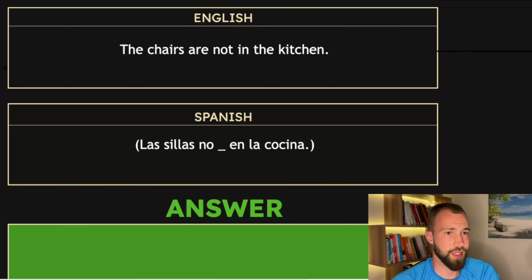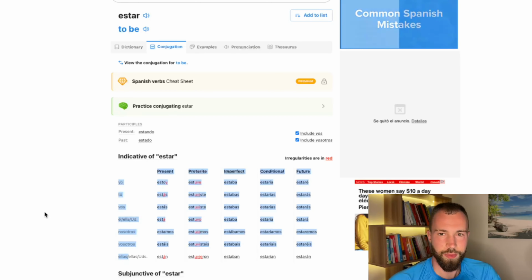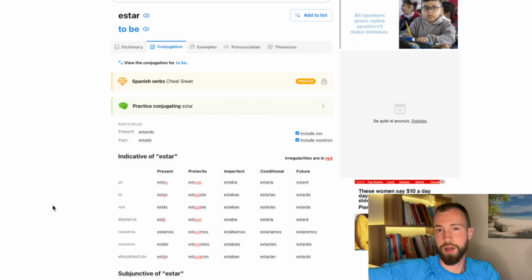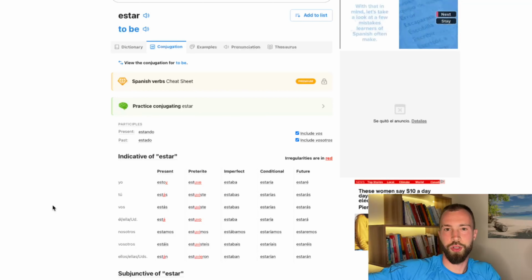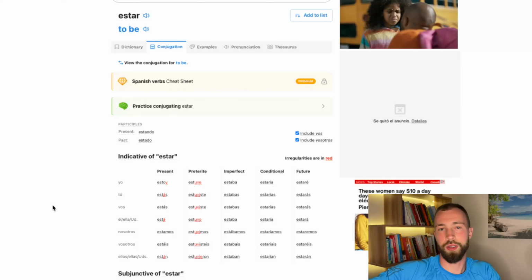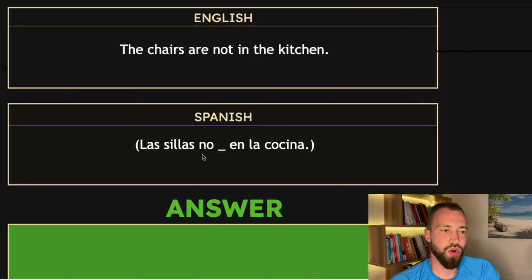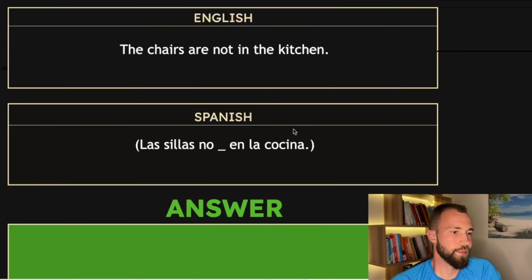So going through the list of subjects for estar, it's not yo, because we're not talking about me. It's ellos, because we're talking about them. And them doesn't have to refer to people. It can refer to inanimate objects like a chair, just like in English. Like, those chairs, they are dirty. The they isn't referring to people. So, same thing in Spanish. Las sillas no están en la cocina.